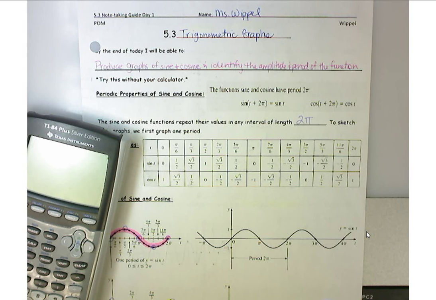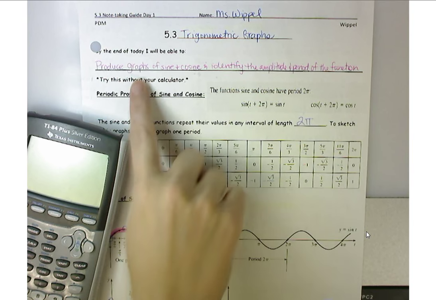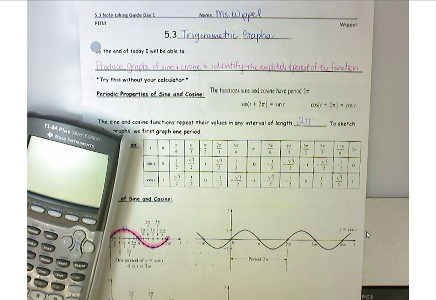2 days. So today we're just going to work on graphs that have translations, or it could have a vertical or a horizontal stretch or compression. Tomorrow we're going to get into the horizontal shifts, which are called phase shifts. For today, we're just going to focus on producing graphs of sine and cosine, identifying the amplitude and period of the function. And you may or may not remember doing this in Algebra 2 Honors, or you probably covered this in FST, right?